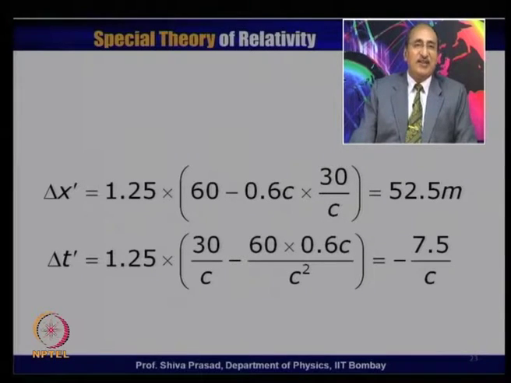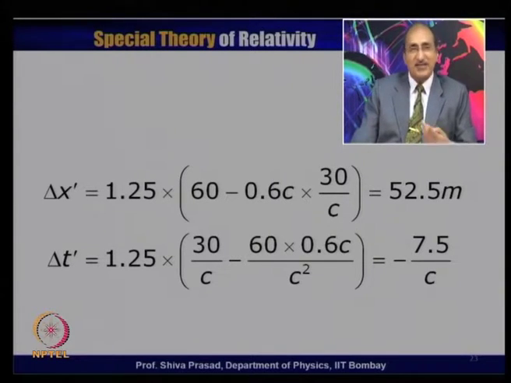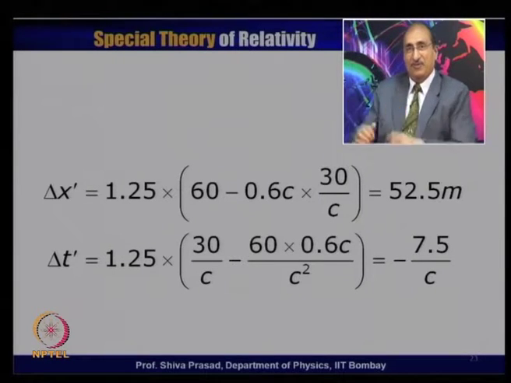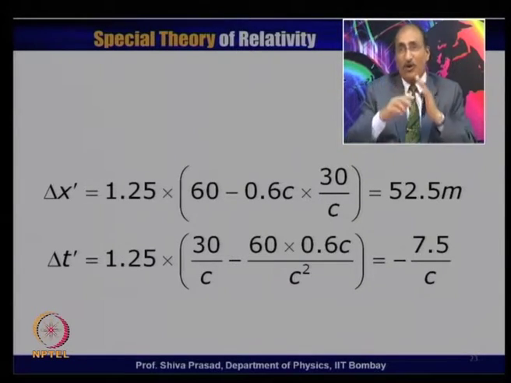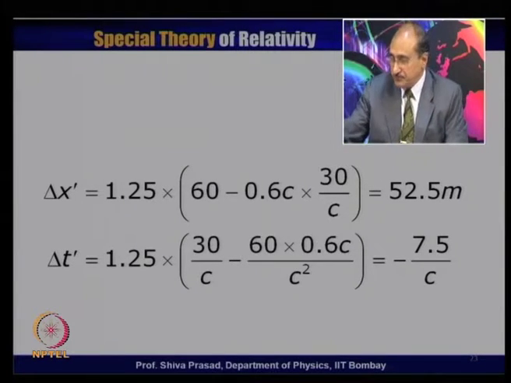So, we see the delta t also has changed, which is now, instead of being 30 by c, has become minus 7.5 c. In fact, even the order has changed, because it has become from a positive to a negative number. Time order, of course, can change in these two events, because these are space-like separated events.